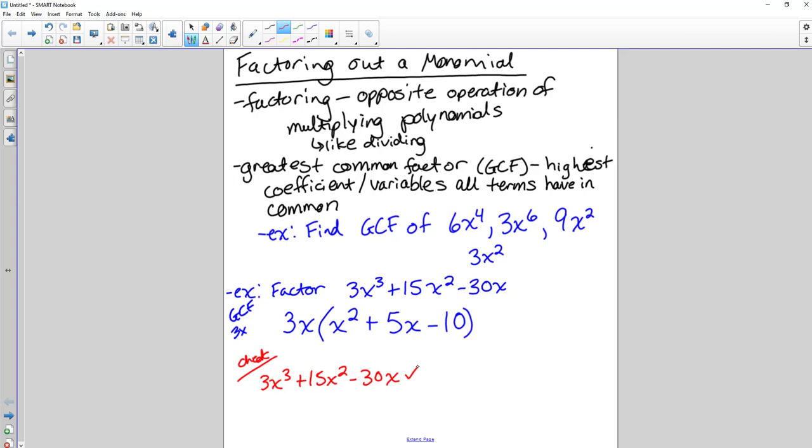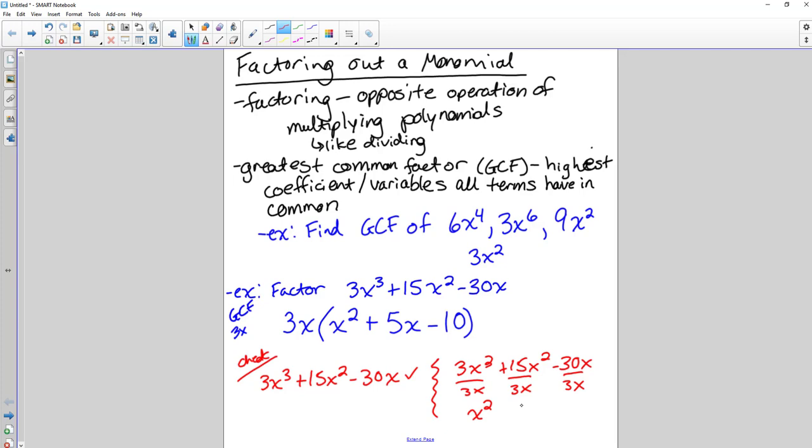One other thing I want to show you in detail is how this relates to dividing. So I'm going to rewrite the original problem: 3x cubed plus 15x squared minus 30x. If we go back, we still have to look and say, okay, the greatest common factor is 3x. But think of it like dividing, because it's the opposite of multiplying, remember. So if I divide everything by the greatest common factor that I figured out, notice I can see it a little more clearly.